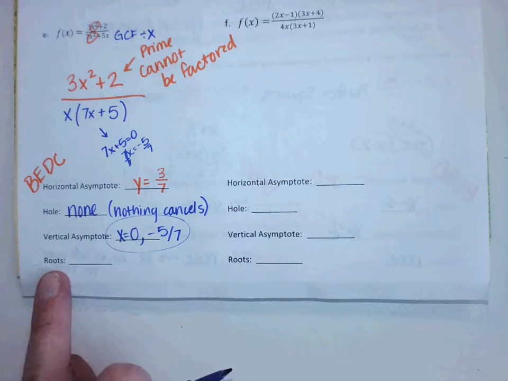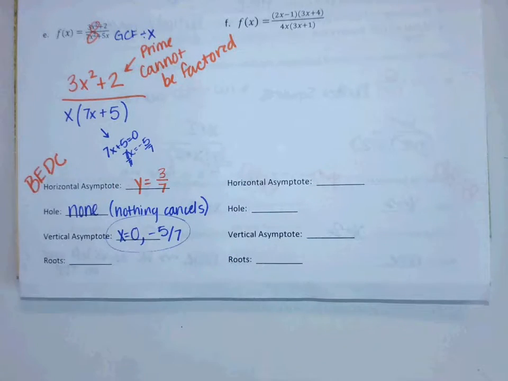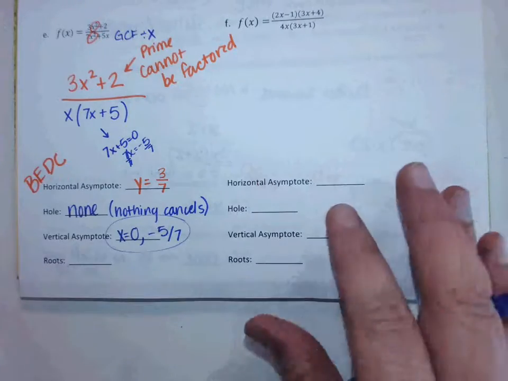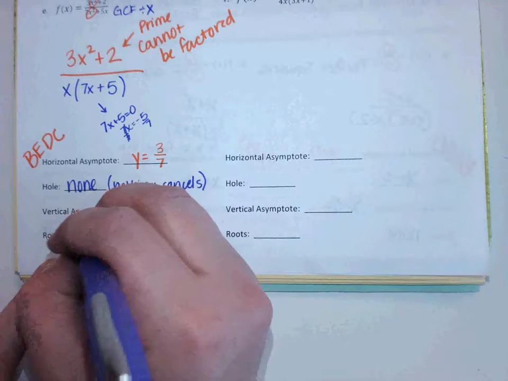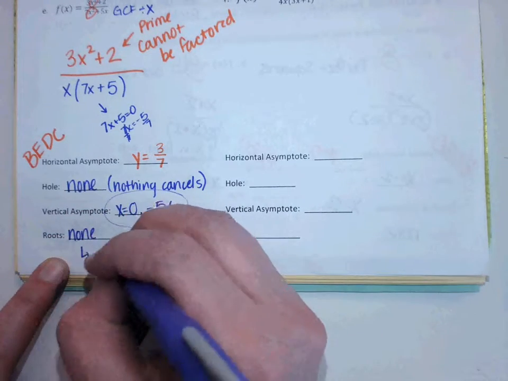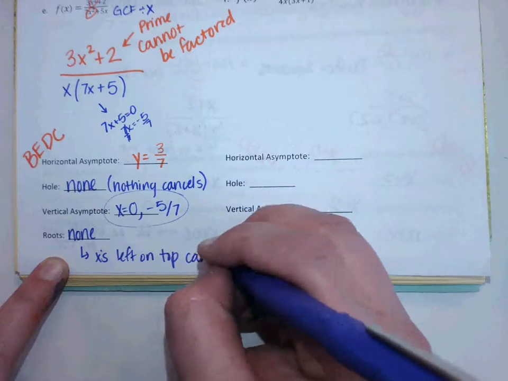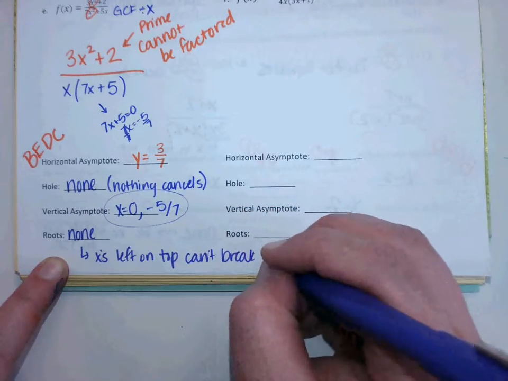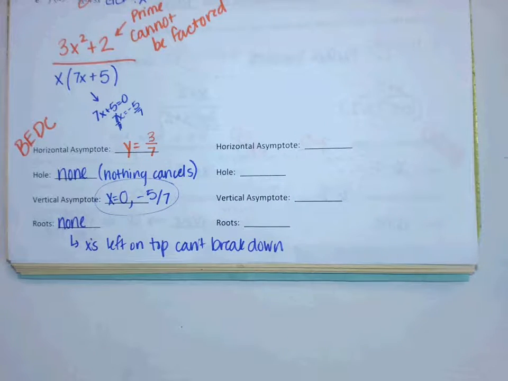Okay, now remember that your roots are left over on the top. My only x left over on the top I could not break down. So what do you think I'm going to put for root? You would put none, because x is left on top, can't break down. So remember, you have a lot of ways to break them down, but if none of them work, you're not going to have a root. Make sense?